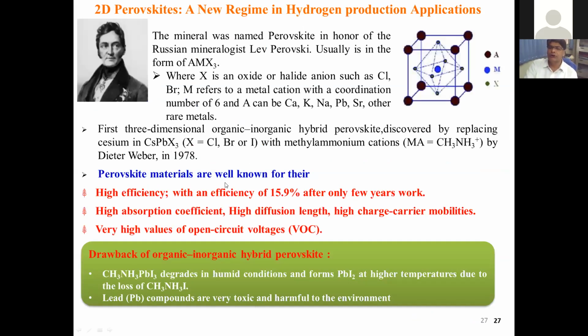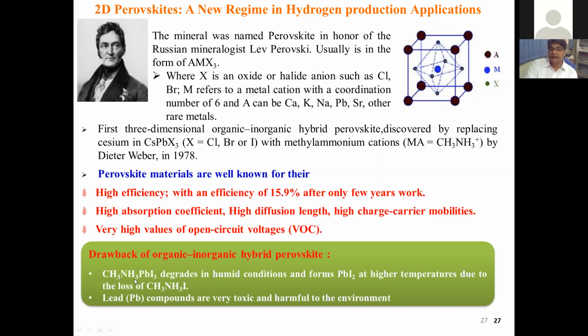Without going into the details of the perovskite, we know that these are perovskite materials, particularly this one, MAPI, CH3NH3PbI3, PbCl3, PbBr3. It's very important because a very high efficiency was observed within a very short period of its discovery. It has a high absorption coefficient, high diffusion length, high charge carrier mobility, and very high values of open circuit voltage, right? But it has a major drawback in terms of its stability or degradation, right?